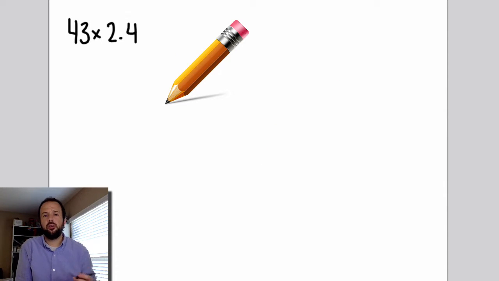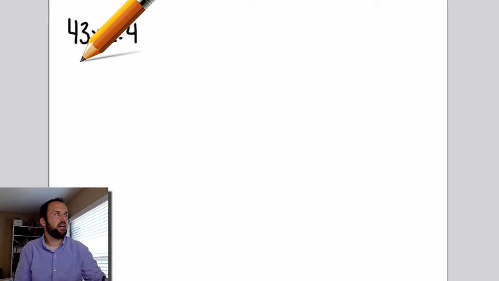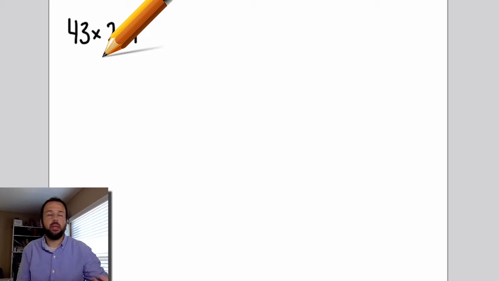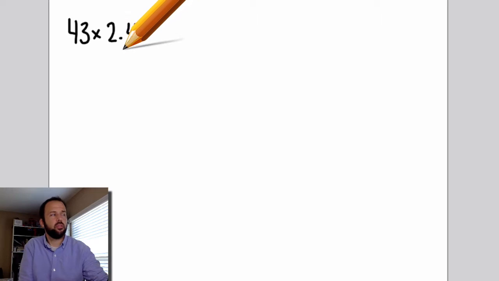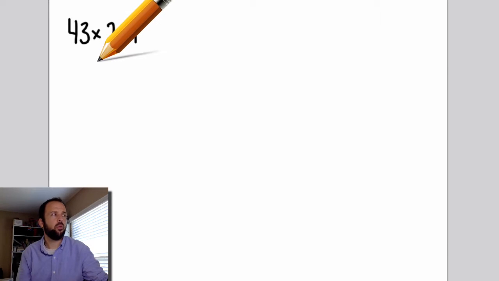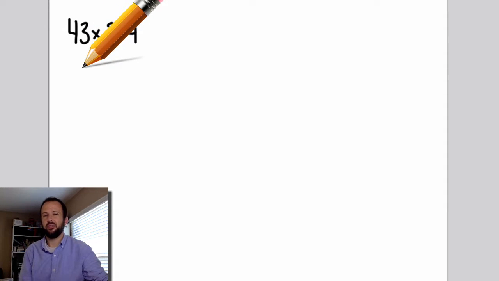All right, so we're going to start here with the example of 43 times 2.4, 2 and 4 tenths. So we're going to be multiplying, as you can see, a double-digit number here by a decimal. Now, technically, it's not a two-digit number. It's a two-digit decimal. So it's one whole and then part of a whole, right? So we're going to see how we can definitely multiply these two numbers together using a few different strategies.